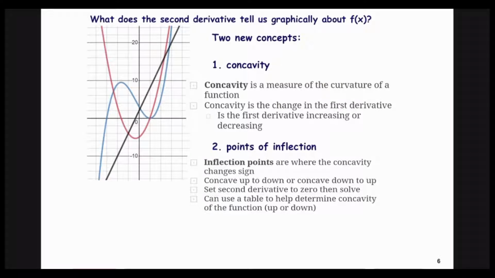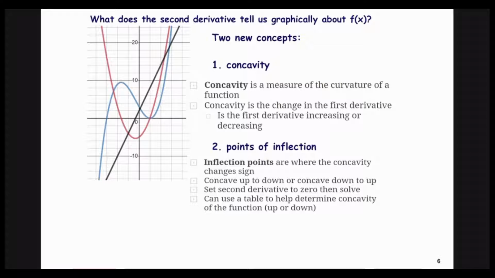In our previous video, we introduced the idea of the second derivative and talked about how to find it. In this video, we're going to continue on with that concept and see how I can use the second derivative or any additional derivatives to tell us something about the shape of our function and what that's going to mean graphically. So we're going to look at two new concepts here.